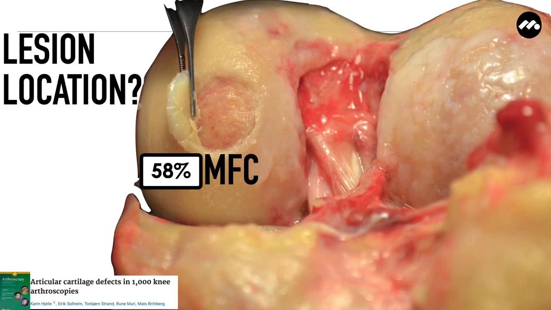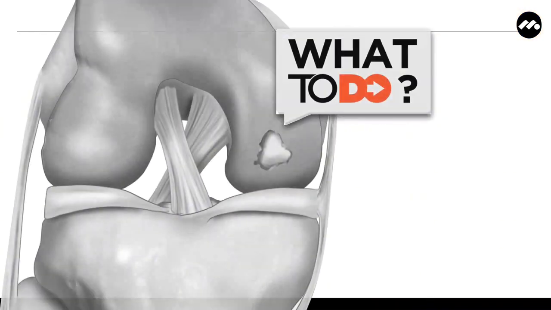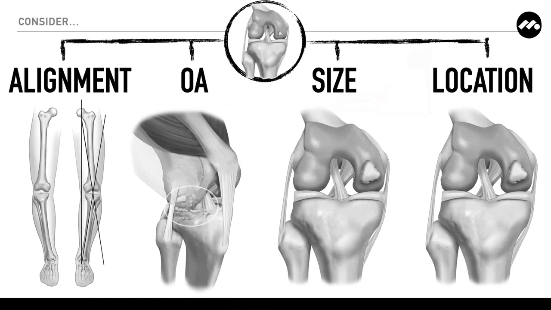A majority of focal chondral defects are found on the medial femoral condyle. Addressing these pathologies can be challenging, and several factors should be taken into consideration when developing a treatment plan, including patient alignment, degree of osteoarthritis, as well as the size and location of the defect.